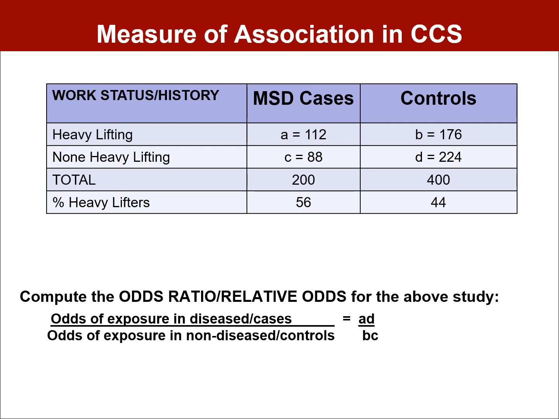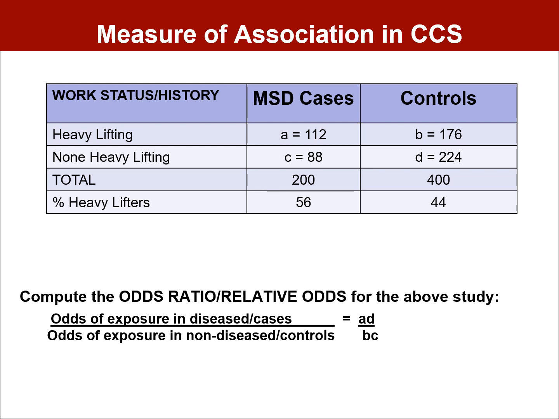Okay, so here we have MSD, which in this case stands for musculoskeletal disease. So that's the outcome of interest in this particular scenario. And the controls obviously do not have musculoskeletal disease. They might have other conditions or other diseases, but they don't have my disease of interest.